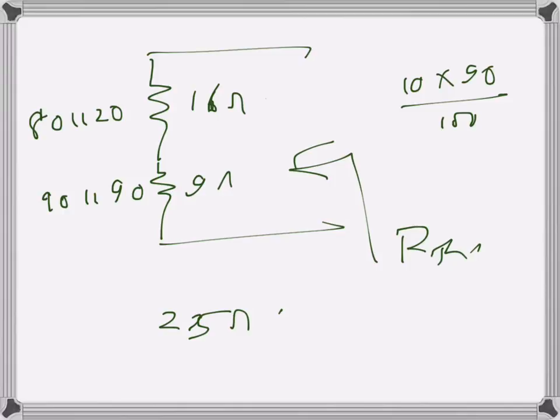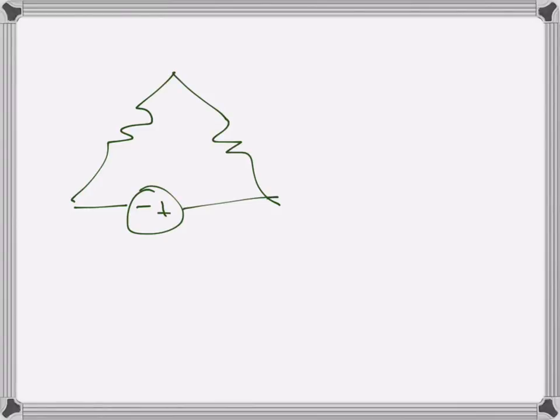So for maximum power to be transferred to R, the value of R will be equal to the Thevenin's resistance, or the line resistance that it sees, that is 25 ohms. So that we have found. Now we need to find the value of the maximum power. So let's go back to the original circuit with the value of R, which we now know.